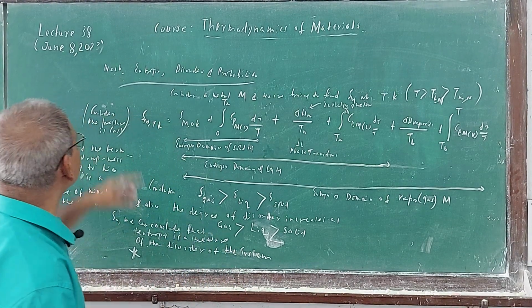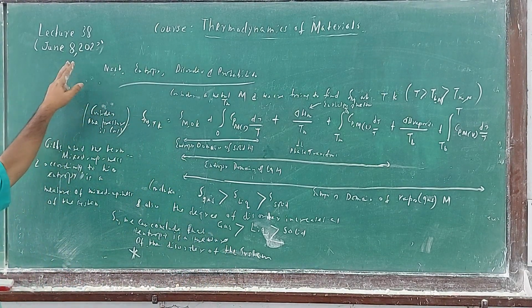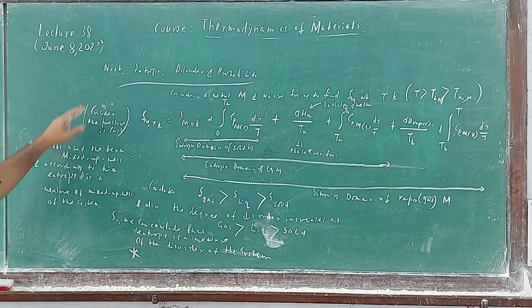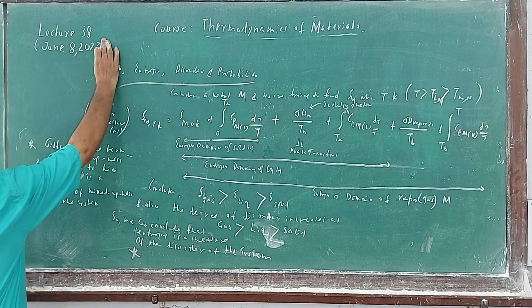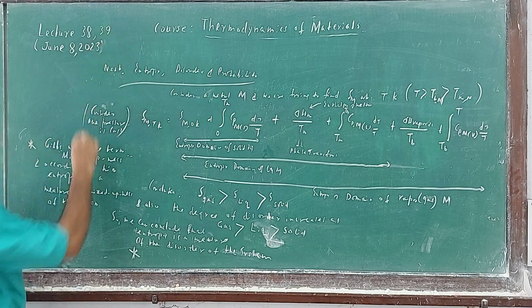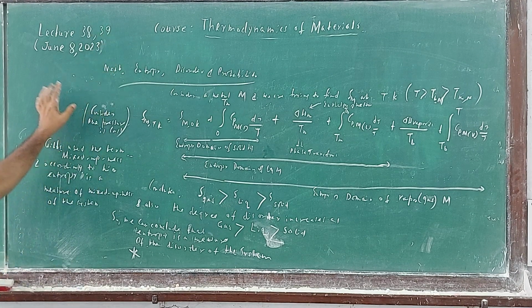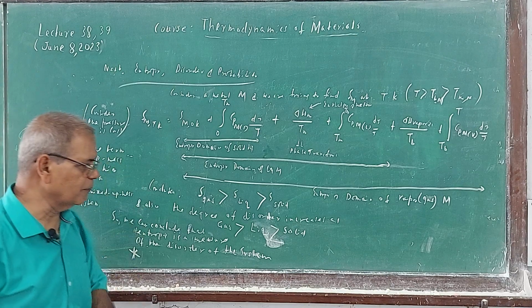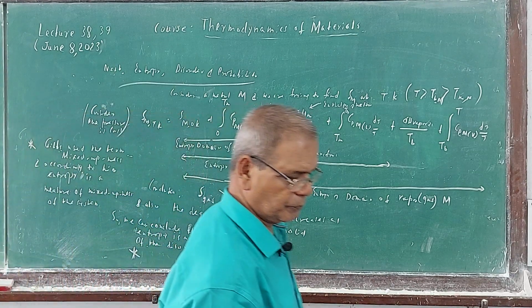Please, I have made a mistake here. Please follow that this is not 30. This is a 2-period class. So it has been 2 periods. It is not 38. It is 38, 39. Please note this. Today is 2 periods. Thank you very much.